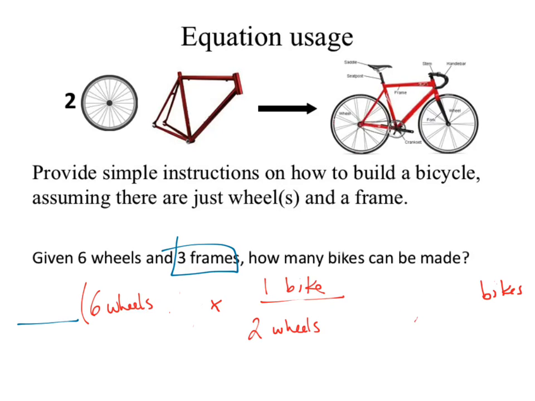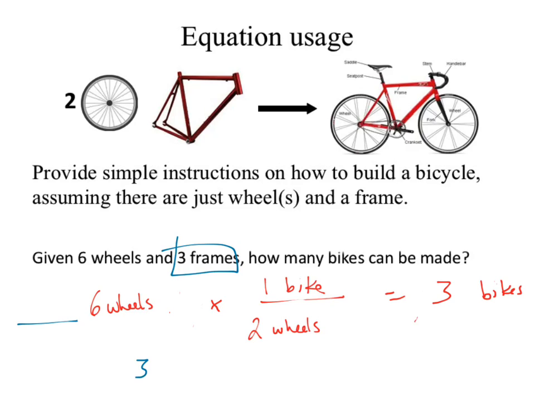Can anybody do that math for me? Three. So given six wheels, I can make three bikes. Isn't that what you were trying to solve for? Does your work show that three bikes could be made? Assuming what? Just the wheels. Assuming I have enough frames to back this up. How would I prove that I have enough frames to back this up?